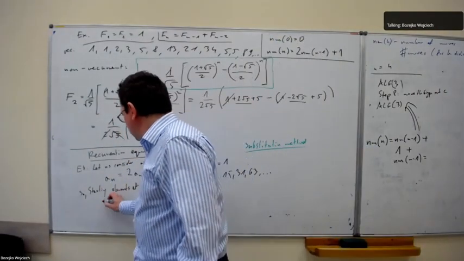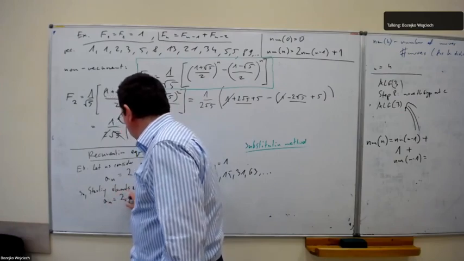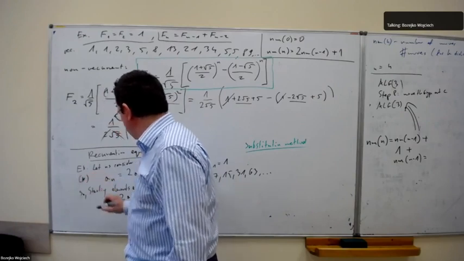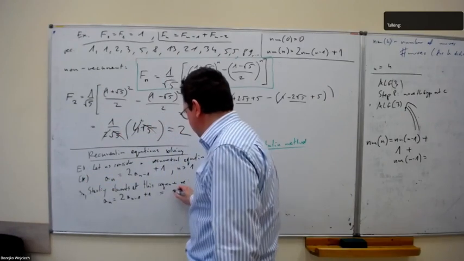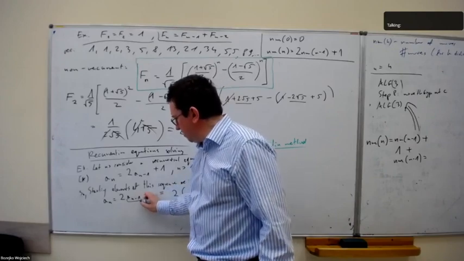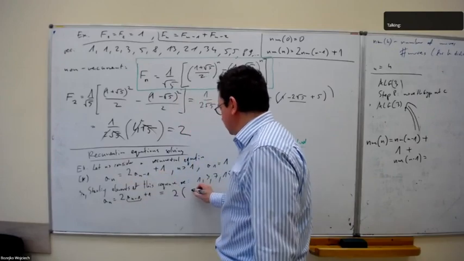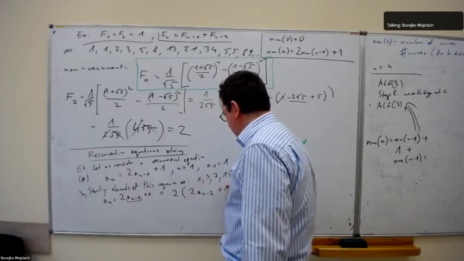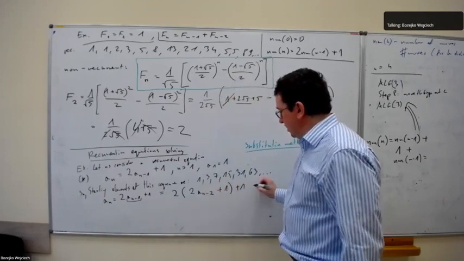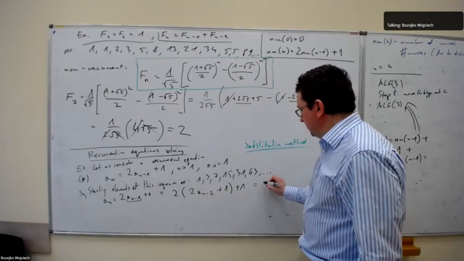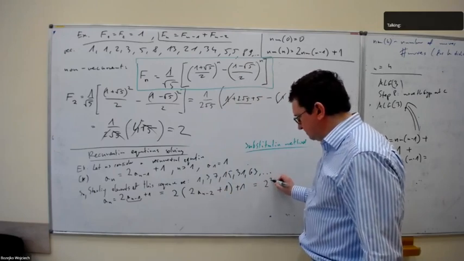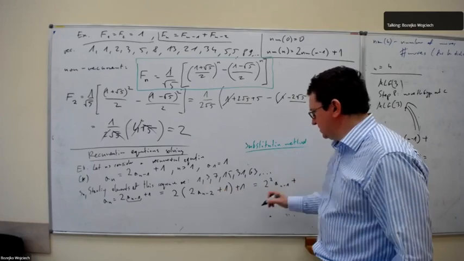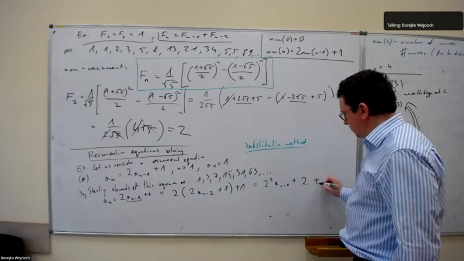Let us try. So we write a_n as 2 times a_{n-1} plus 1. But from this equation, we can write a_{n-1} as 2 times a_{n-2} plus 1, and plus 1. Of course, we can write it in the right order. This is 4, so this is 2 to the power of 2, times a_{n-2} plus 2 and plus 1.